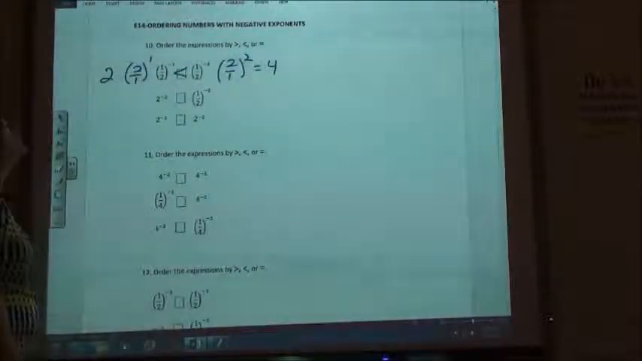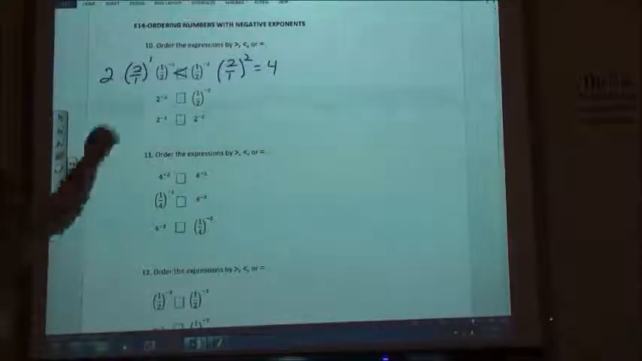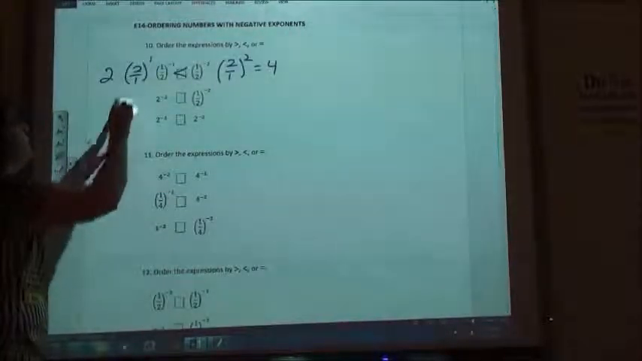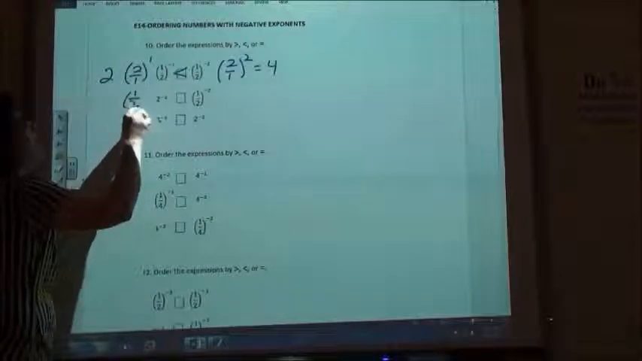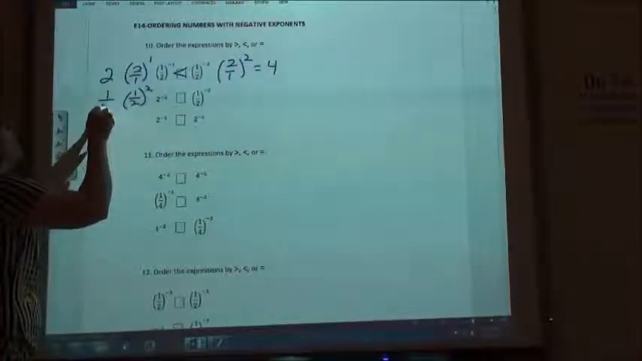So if I'm doing 2 to the -2, I'm going to rewrite it as 1 over 4. I'm going to write it as 1/2 to the second power, so I get 1 over 4. Right? The reciprocal of 2 is 1/2. Then I'm going to make it a +2 exponent, and 1/2 squared is 1/4.